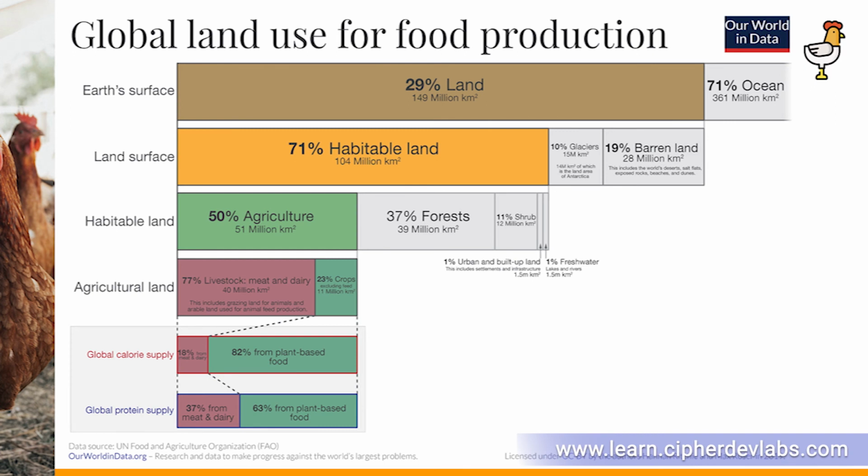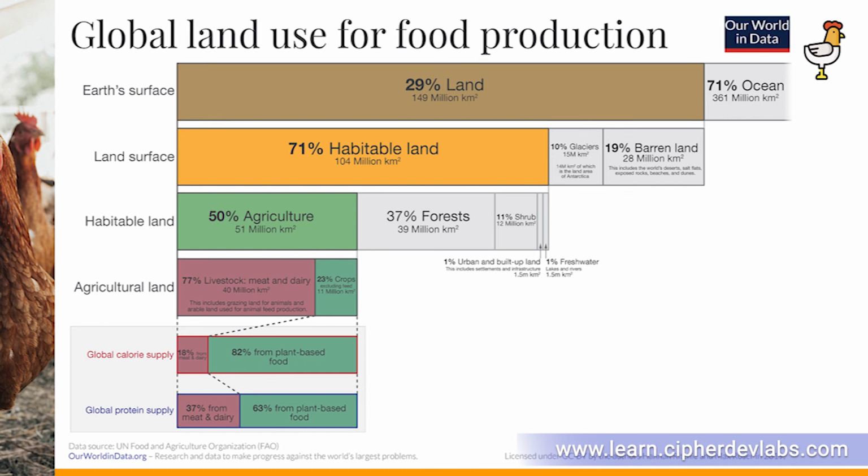Moving on, if you look at this graph, global land use for food production: 29% of the Earth's surface is land, and 71% is ocean. Out of that 29% of land, only 71% is considered habitable land, around 10% is glaciers, and 19% is barren land. Out of that 71% of habitable land, 50% is used for agriculture, 37% is used for forest, 11% is shrubs, and around 1% is urban and built-up land, and 1% freshwater and things like that.